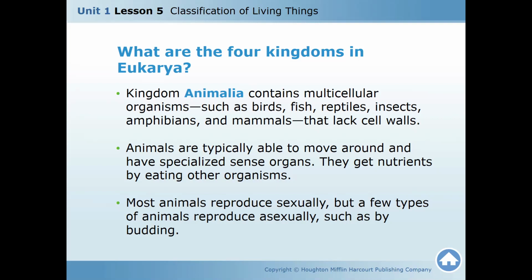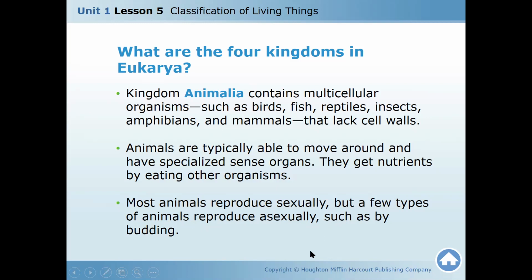Animalia are typically able to move around. When you say Animalia, you have to say Kingdom Animalia, or else you will just say animals. Animals are typically able to move. Kingdom Animalia are typically able to move around and have specialized sense organs. They get nutrients by eating other organisms. Most animals reproduce sexually, but a few types of animals reproduce asexually.